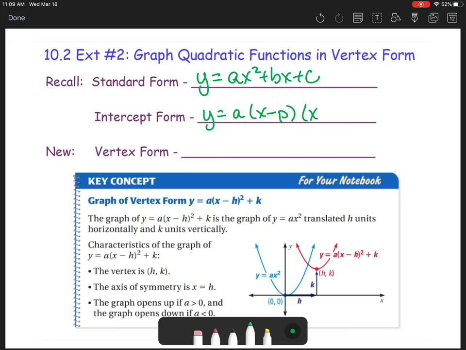Intercept form was a times x minus p times x minus q, gave us our 2 x-intercepts. And today we're going to talk about vertex form, which is a times x minus h quantity squared plus k on the outside. The benefit of vertex form, as you can probably guess by the name, is that it gives us the vertex right away without doing any math, actually. And that's pretty nice because that vertex seems to be one of the most important pieces of the graph.